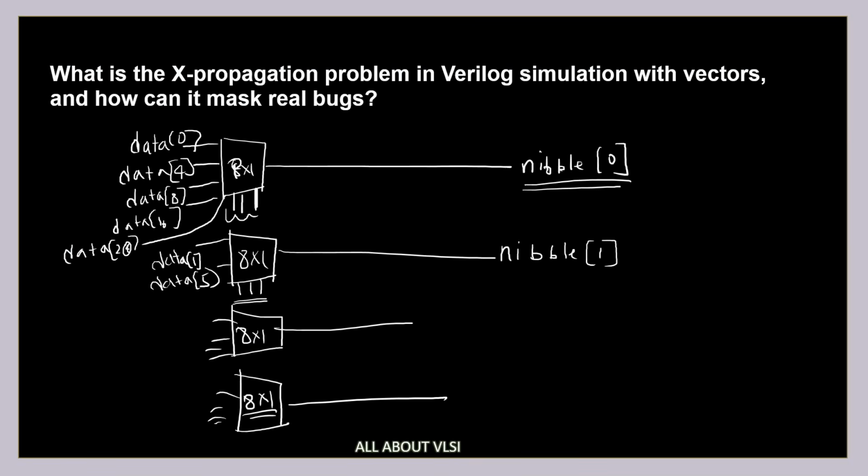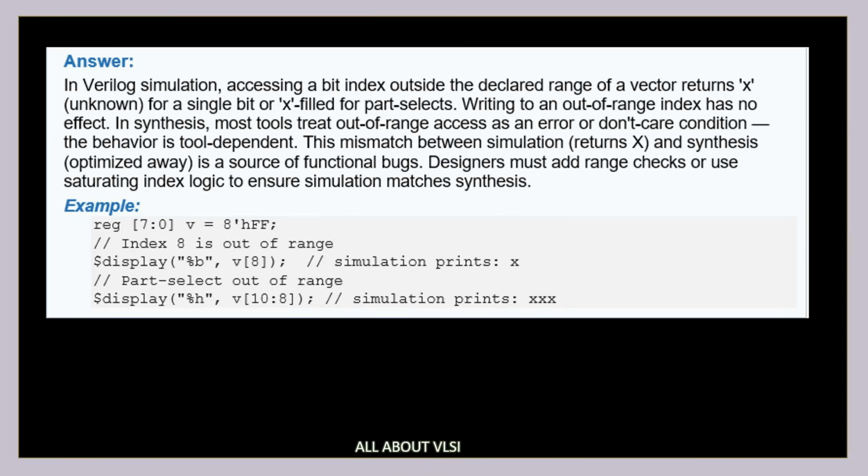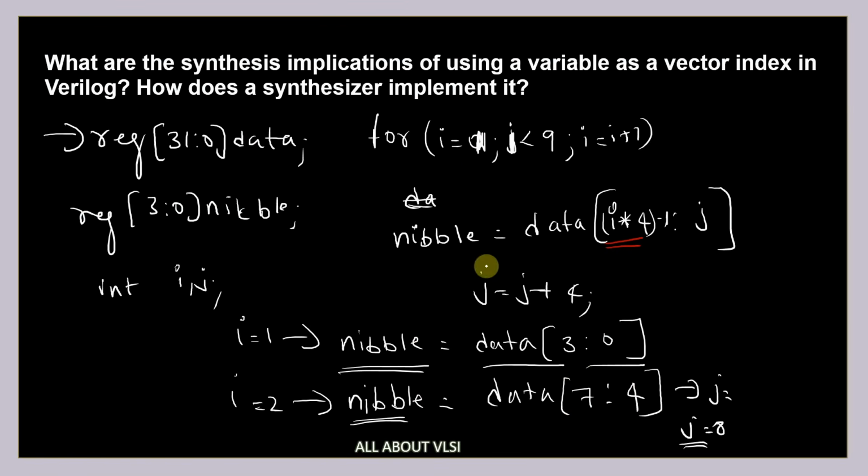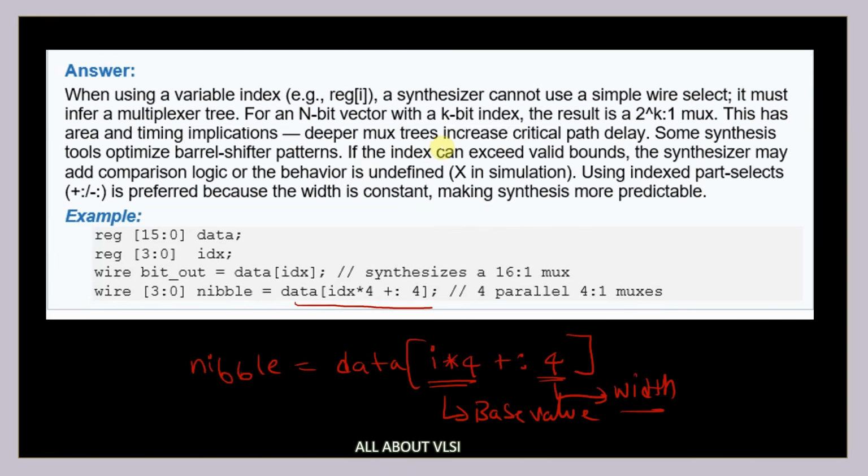So this is the difference between using a variable as your index and using a part selected index. So basically the answer is also given over here. When using a variable index, a synthesizer cannot use a simple wire select. It must infer a multiplexer tree. For an n-bit vector with a k-bit index, the result is 2 power k to 1. This has area and timing implications, deeper multiplexer trees.